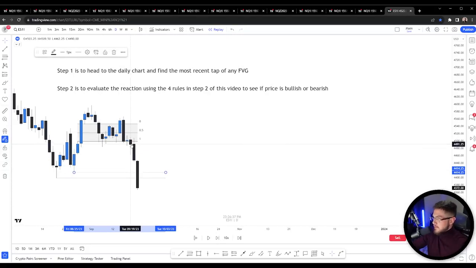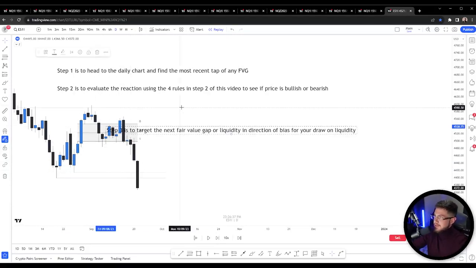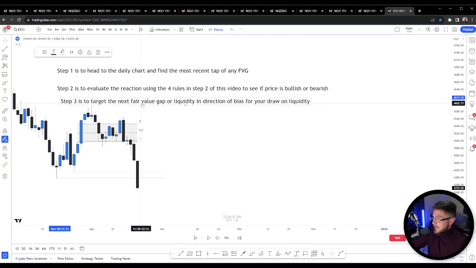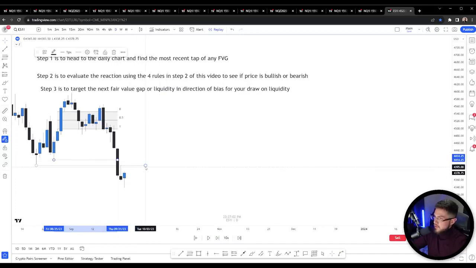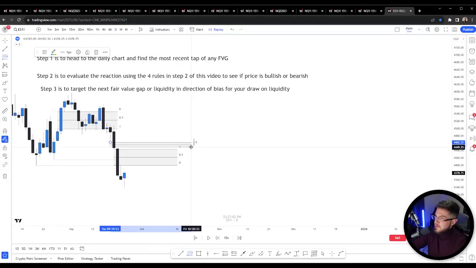You would have been selling the market all the way down into this low, because that is step 3, which is to target the next fair value gap or the next liquidity in the direction of your bias for your draw on liquidity, okay? On all these days, you would have been selling, and you would have been selling very successfully. So let's wait and let's see what happens next. So the market pops up. So the market's now created another couple fair value gaps. So you want to map these out.